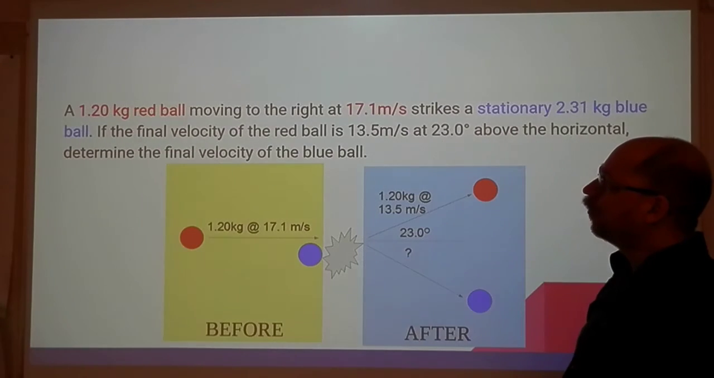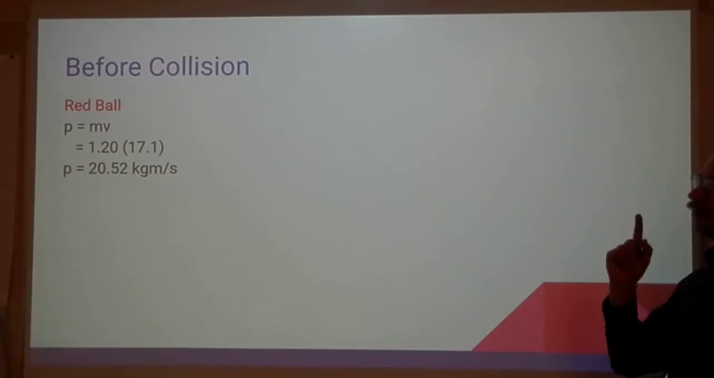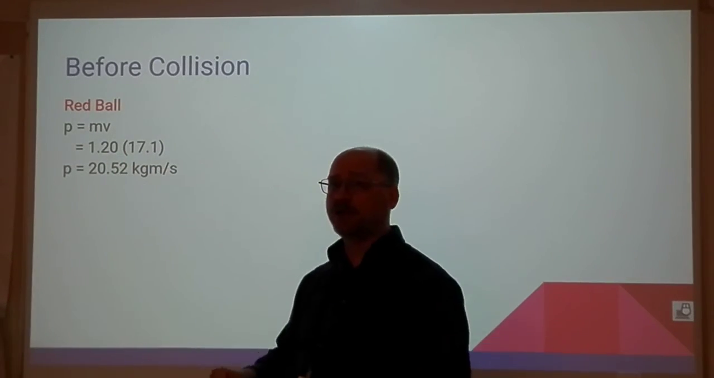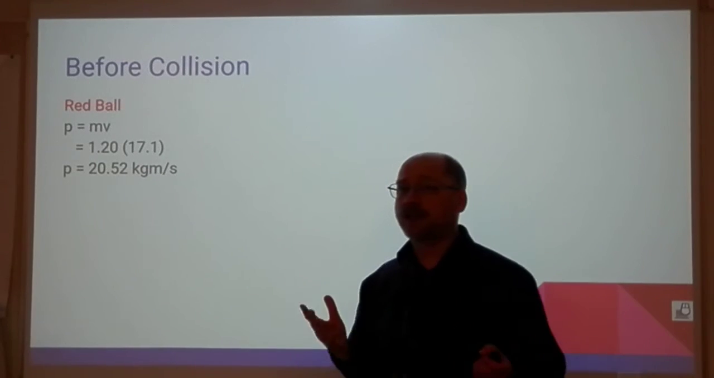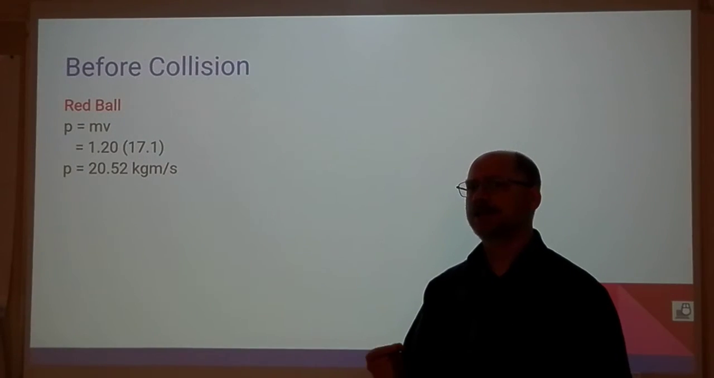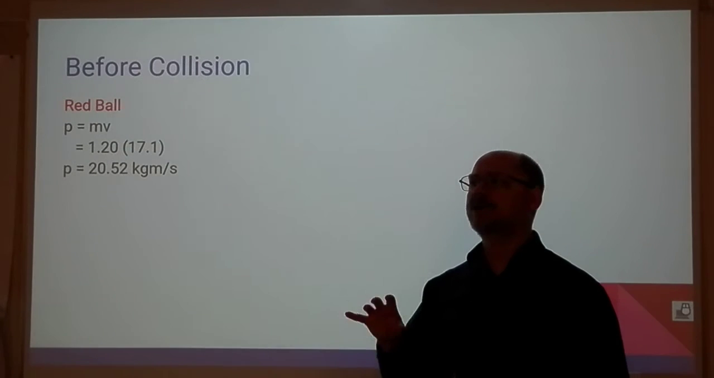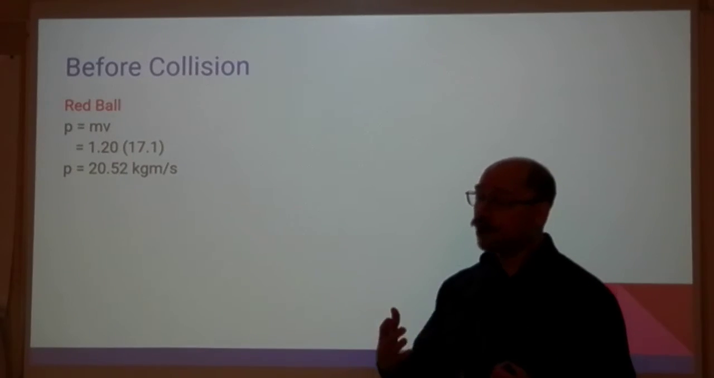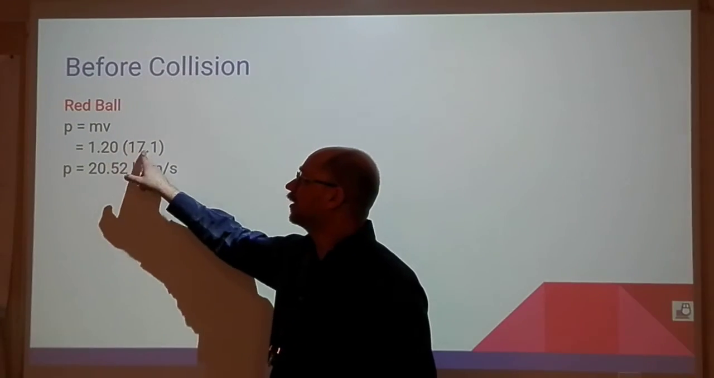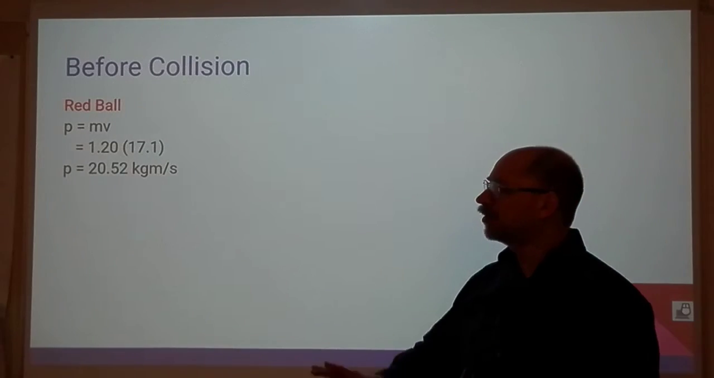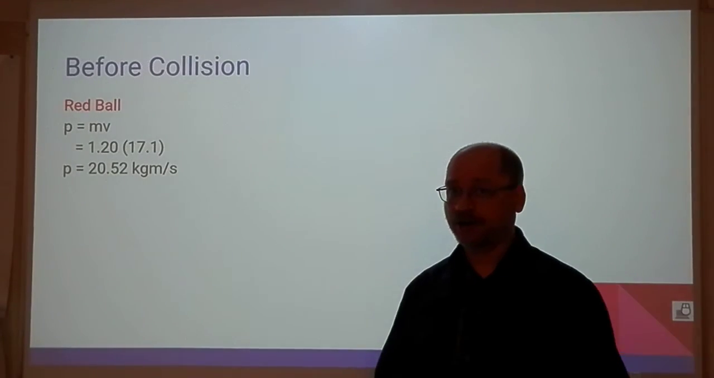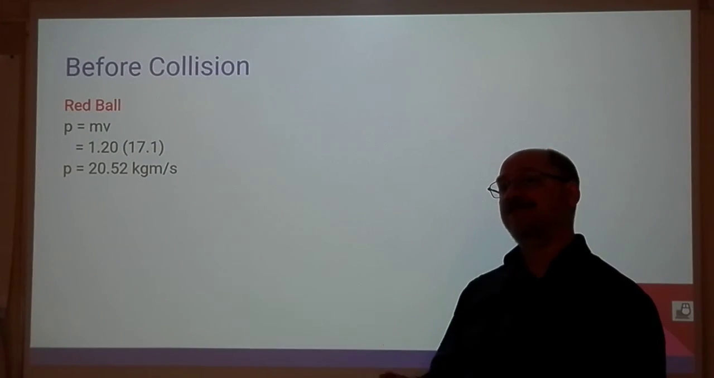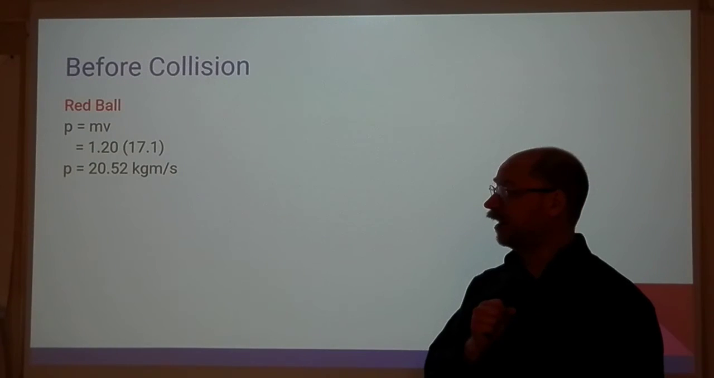So, looking at the before the collision part, I know that the red ball has 1.20 kilograms mass, moving at 17.1 meters per second. So I just calculate the momentum. I have to do this. Don't skip this. Shortcuts are not working for you in these sorts of questions. You've got to do all the work. So mass times velocity gets me the momentum. I'm also skipping sig digs right here. You're going to see I do that a lot over the next few minutes, only because I'm only going to round off at the very, very end for my final answers.